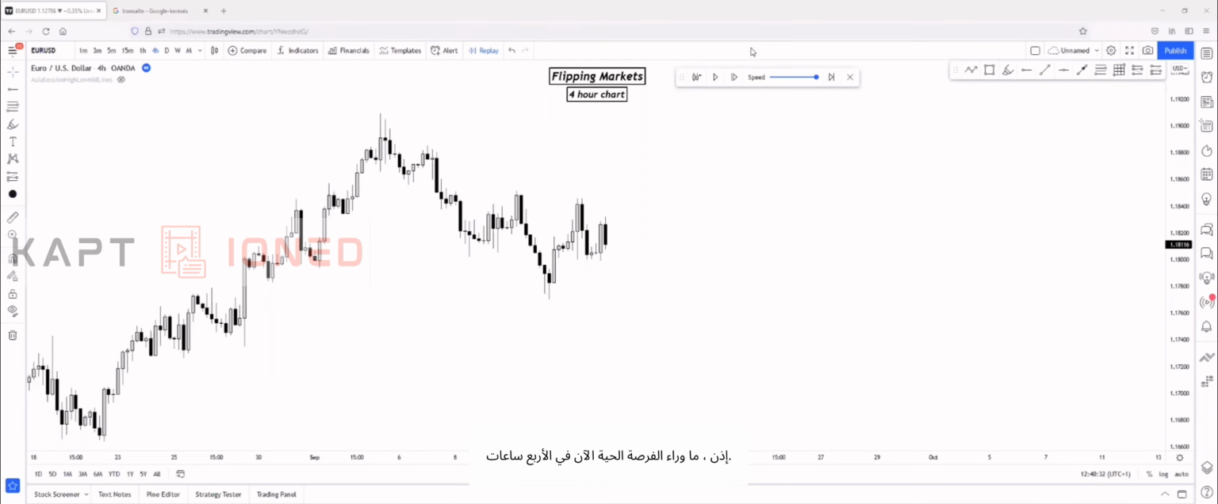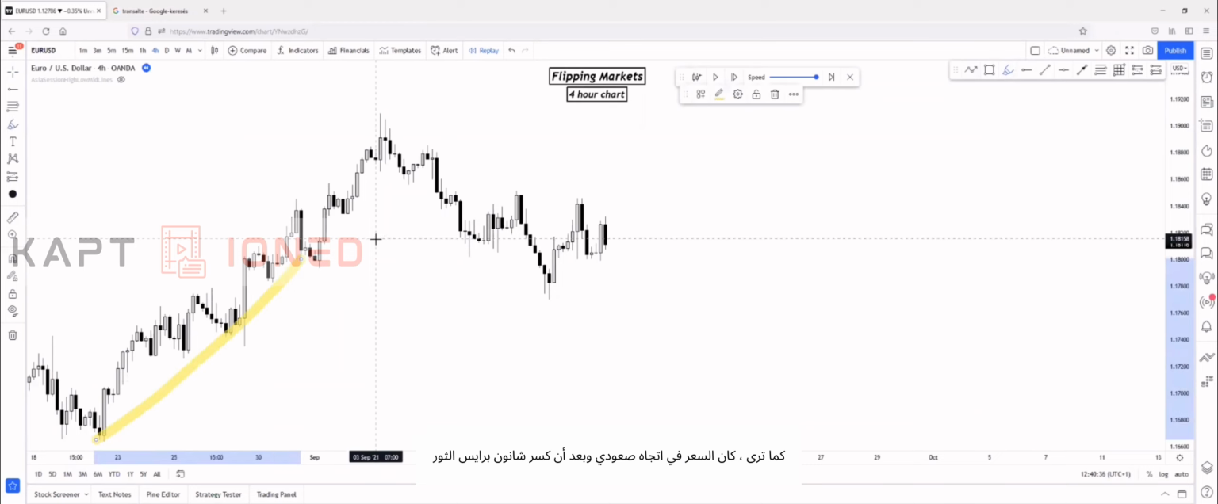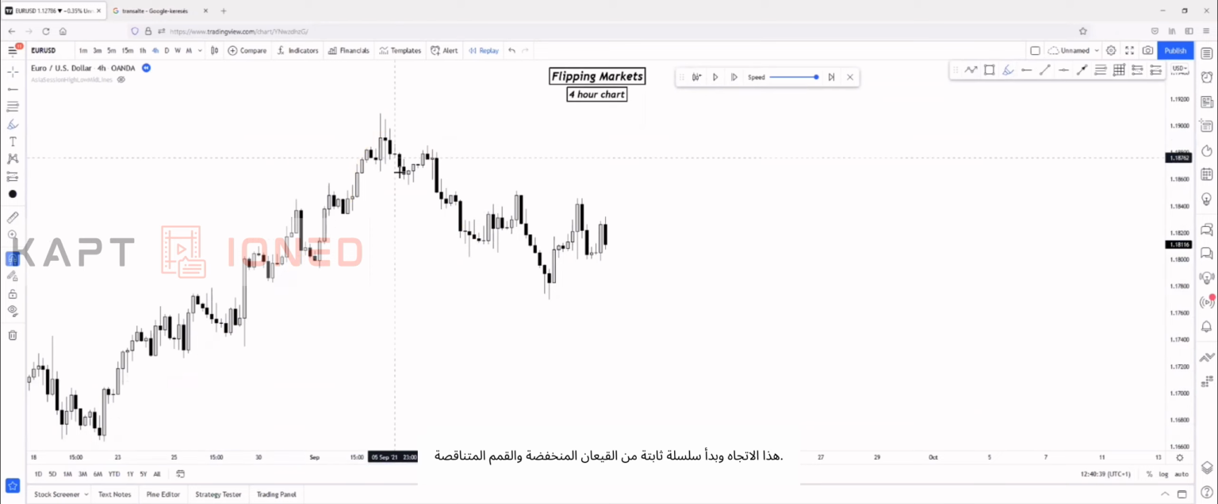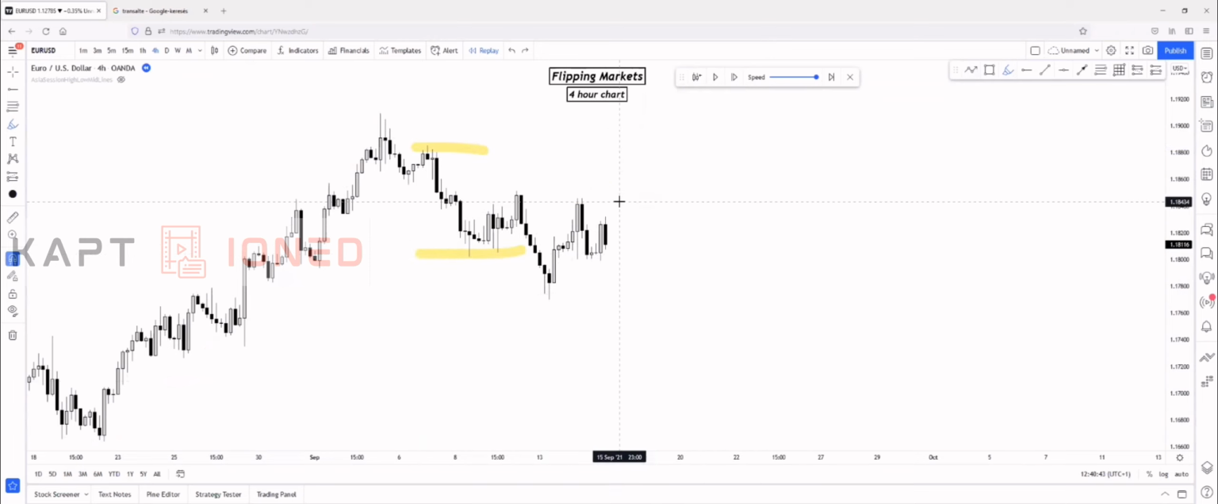So we are on the live charts right now on the 4-hour. As you can see, price was in a bullish trend. And after the bullish trend, price broke this trend and started to form a series of lower lows and lower highs. So this means we are in a bearish trend right now.